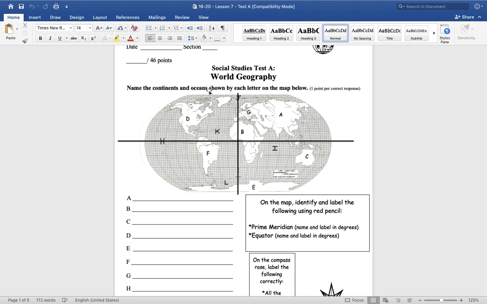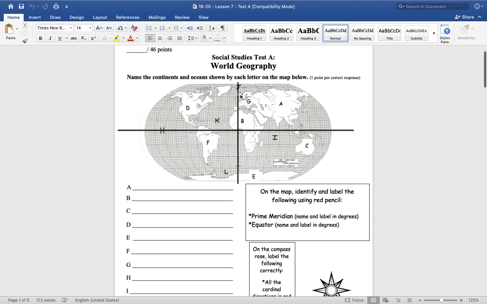It says, name the continents and oceans shown by each letter on the map. So here you have the map. Here is the letter on the line. So you're going to look at the continent on letter A and write the name of that continent here on the line. Please do that for every letter. They are either a continent or an ocean.